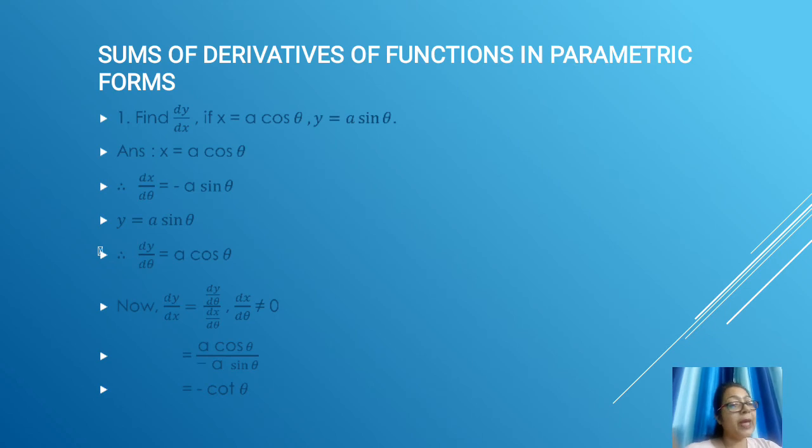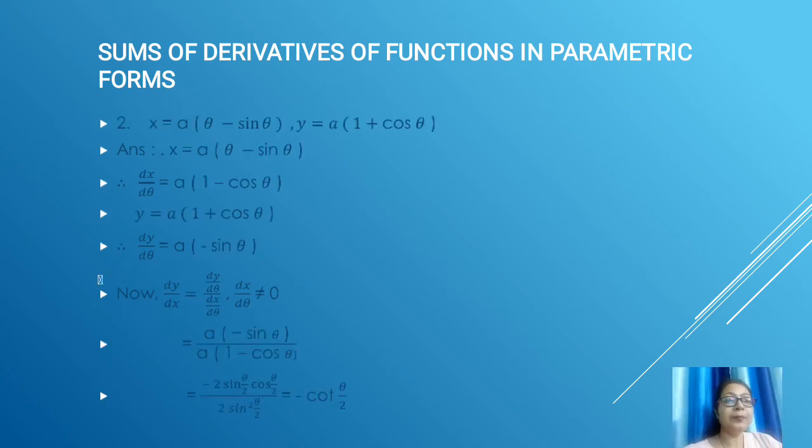Now the formula we have to use to get dy/dx is dy/dt, which as a function of theta means dy/dtheta by dx/dtheta, where dx/dtheta is not equal to 0. So it is equal to a cos theta by minus a sin theta. a will be cancelled, minus will come in front, and the answer is minus cot theta.